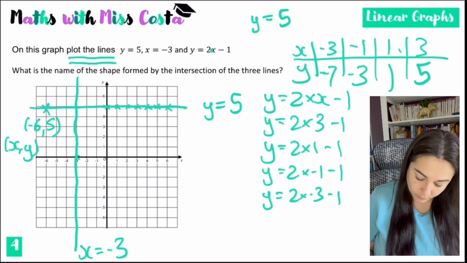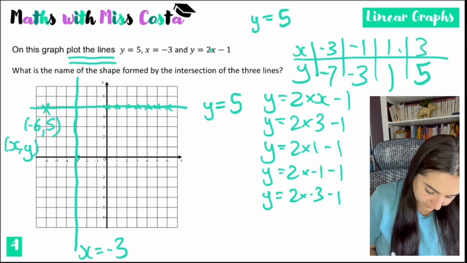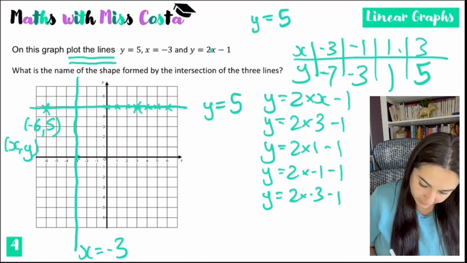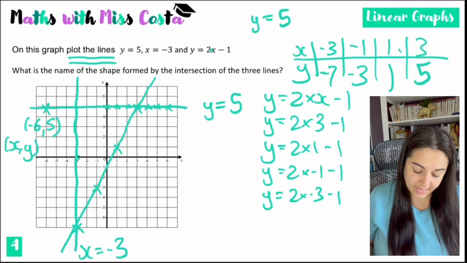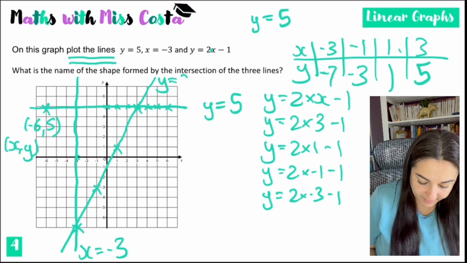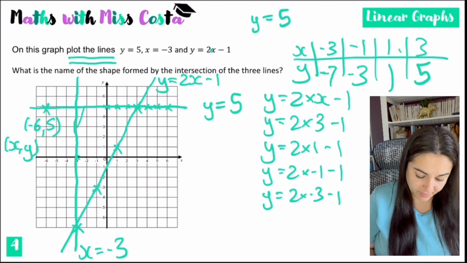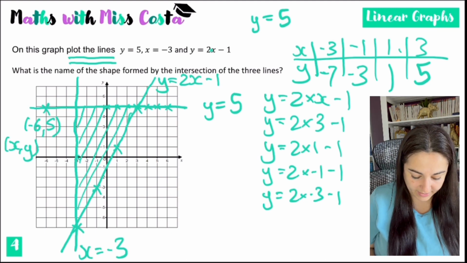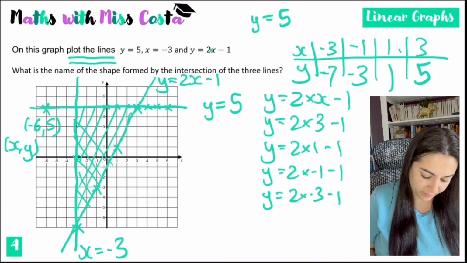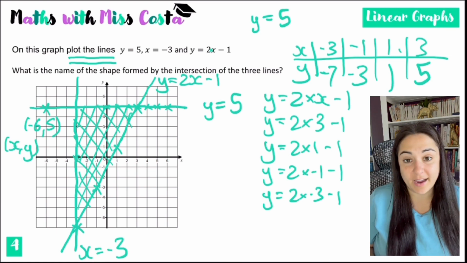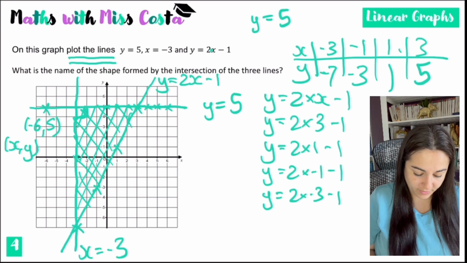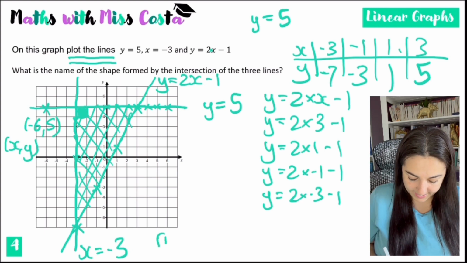So now I can plot these coordinates. So I've got 3, 5 over here. I've got 1, 1, negative 1, negative 3, and negative 3, negative 7. I join this together with a straight line, and I can just label it. So that's the line y equals 2x minus 1. And you are being asked to name the shape formed by the intersection of the 3 lines. So this is where the 3 lines intersect, and this is the area formed by it. And that, hopefully you recognise, is a right-angled triangle.